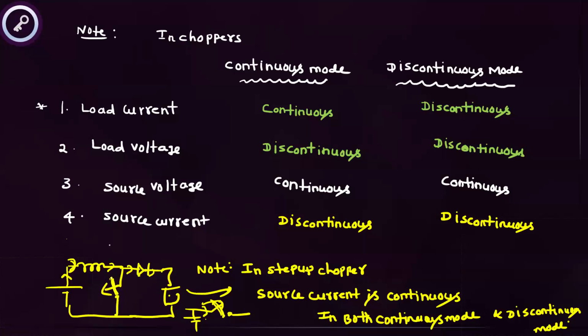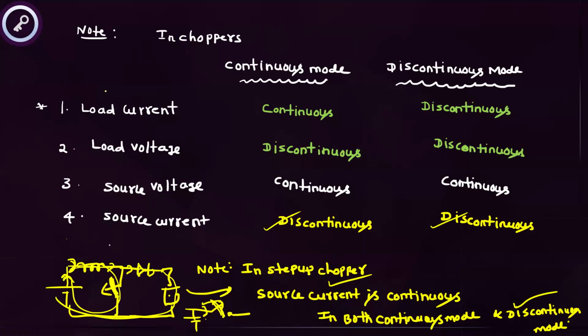If it is a step-up chopper, whether on or off, the current always exists. If on, current will flow like this. If the chopper is off, current will flow like this. The source is always supplying the current. Because of that reason only, if it is mentioned as a step-up chopper, the source current is continuous in both continuous mode and discontinuous mode. But if the name of the chopper is not given, you always take it as discontinuous.